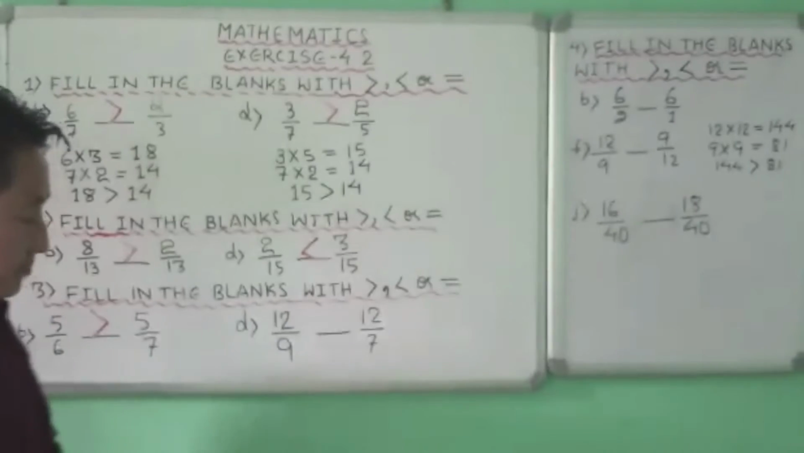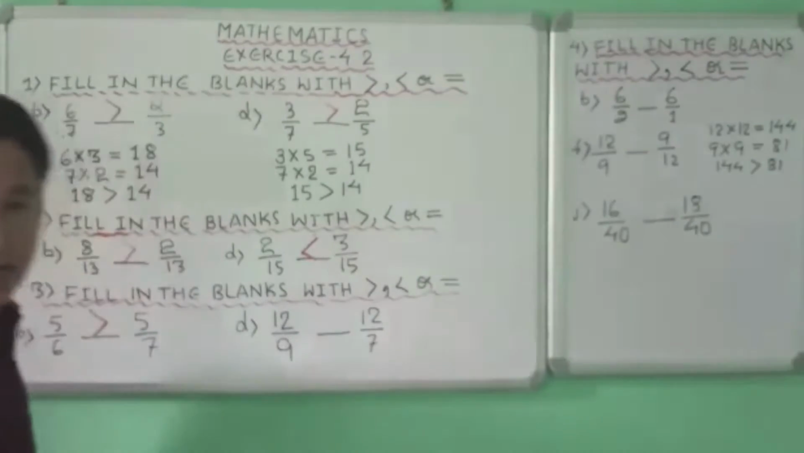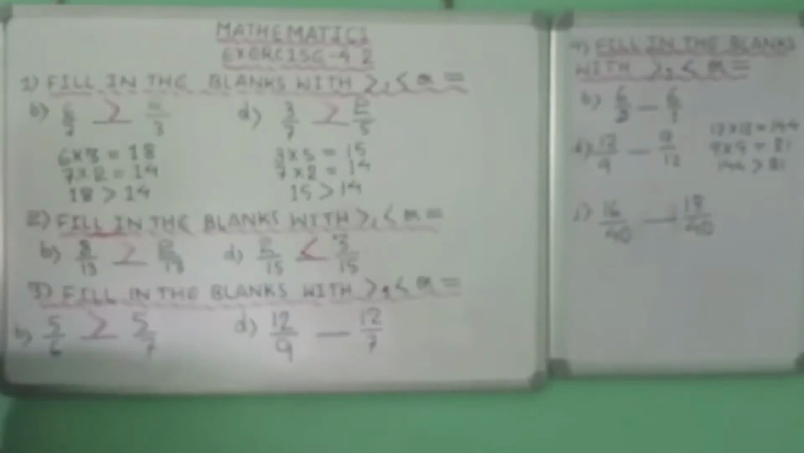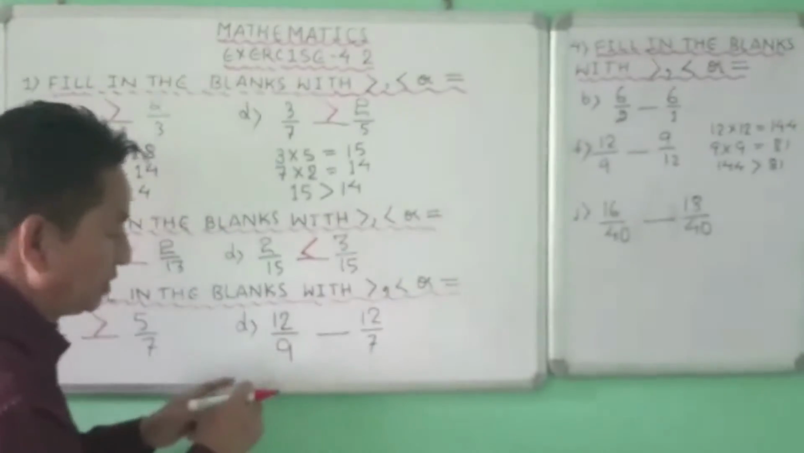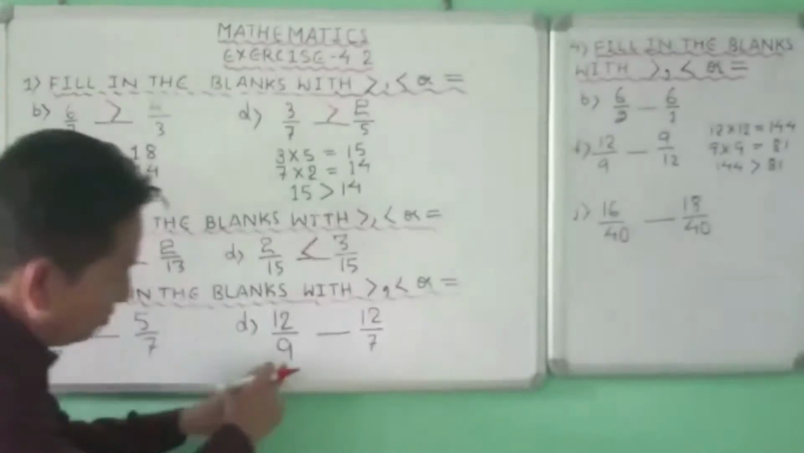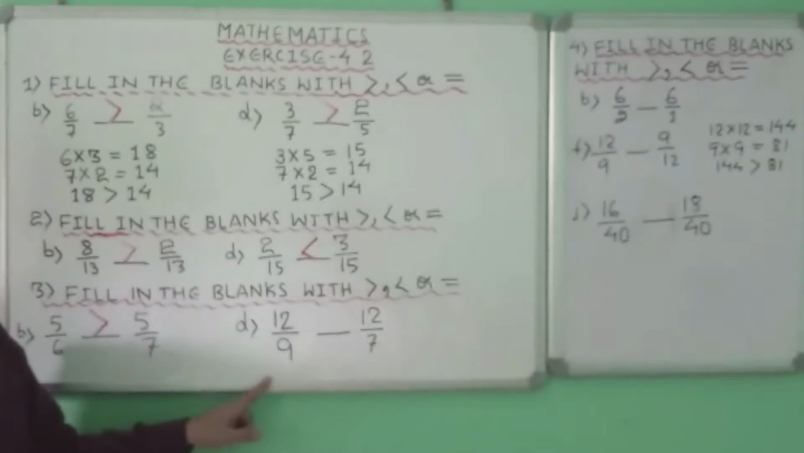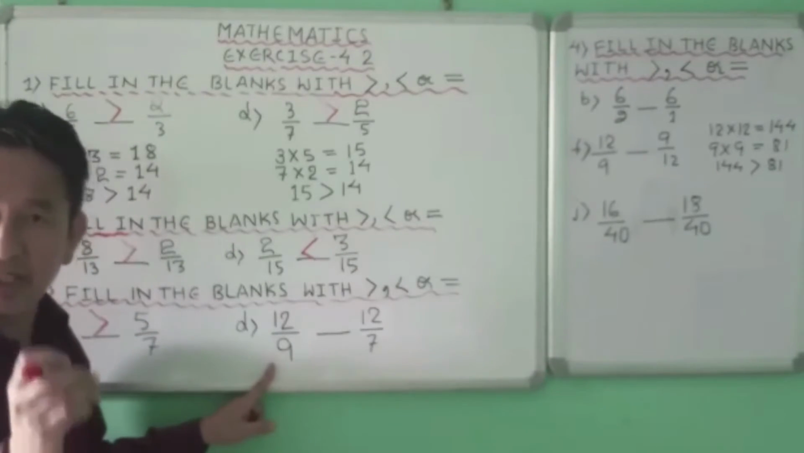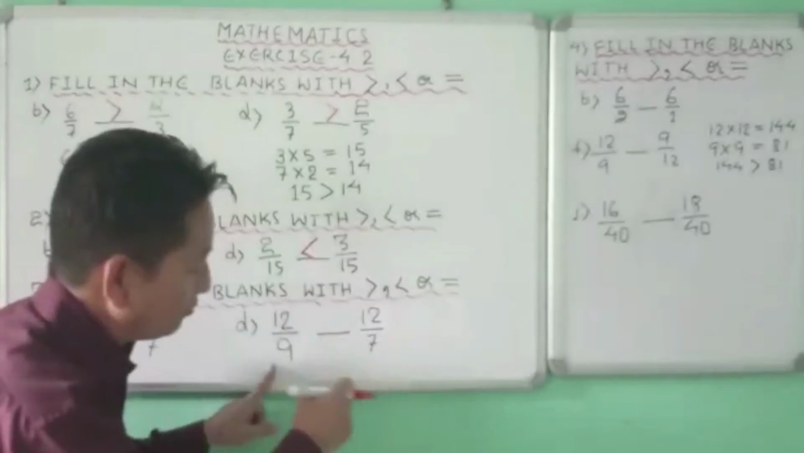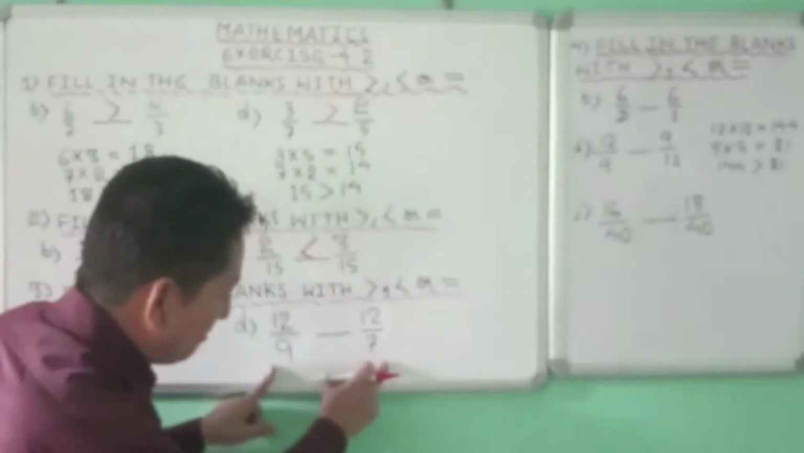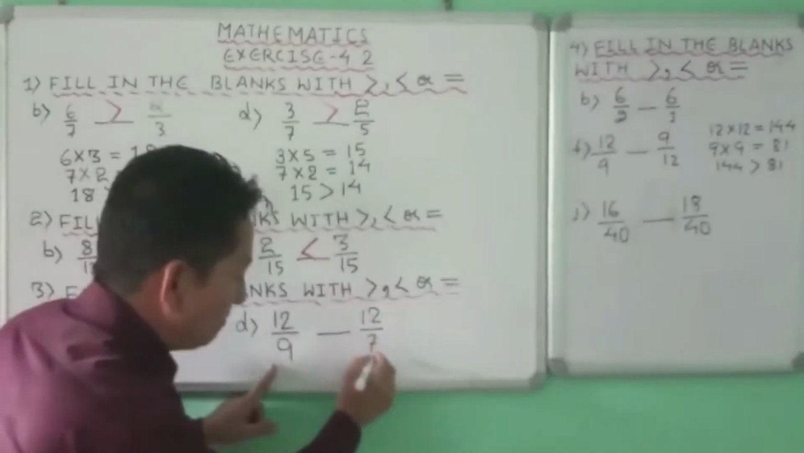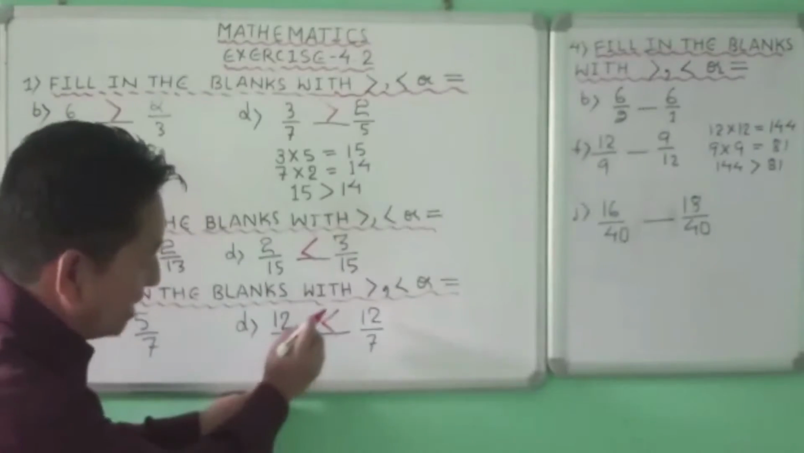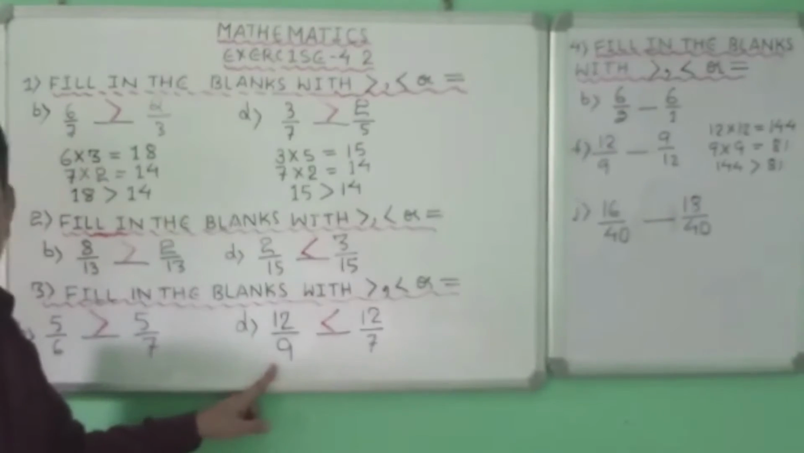Similarly here, as you can see, these two are unlike fractions, but their numerators are the same. 12, 12. But denominators are different. Here, 9 and 7. Here, the fraction whose denominator is smaller will be greater than the other fraction. That means 7 is less than 9. So 12 by 7 is greater than 12 by 9, or 12 by 9 is less than 12 by 7.